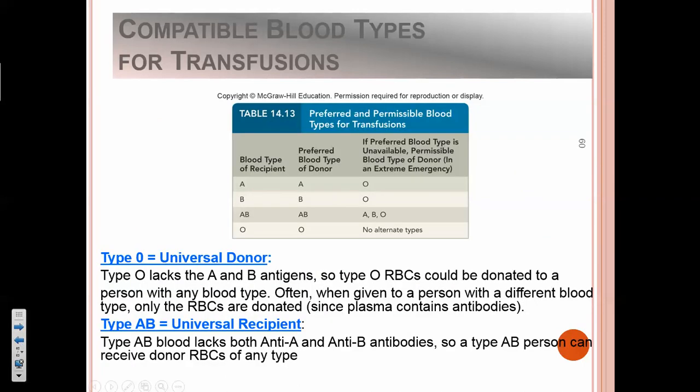So here it tells you why you have a universal donor and a universal recipient. Do you understand now why blood banks are constantly wanting type O blood? Because it is a universal donor.